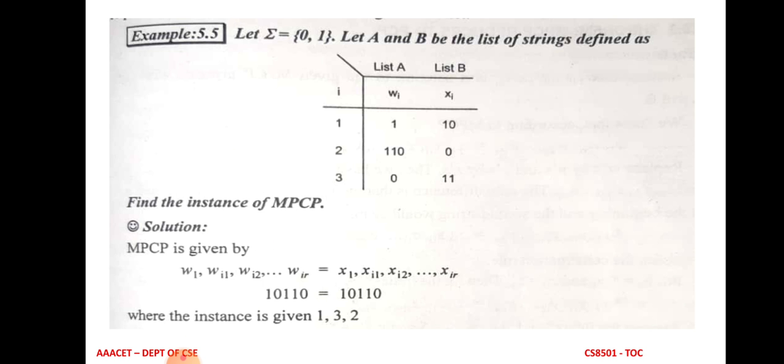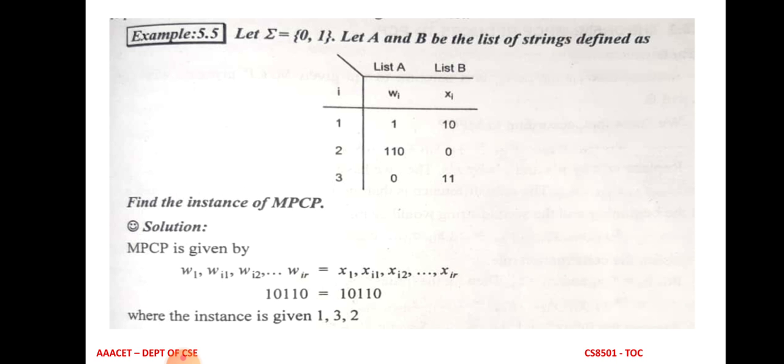This is the same problem as PCP. The input alphabet sigma is equal to {0, 1} and there are two lists A and B, where A is Wi and B is Xi. They give the W1, W2, W3 values and the X1, X2 and X3 values.